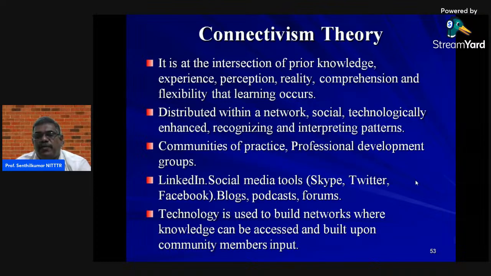I am in one place, the organizer is in one place, and the viewers are in different places. There is connectivism there. Technology is used to build a network where knowledge can be accessed and built upon by community members. Nowadays there is WhatsApp and other things. These are the connectivism things.